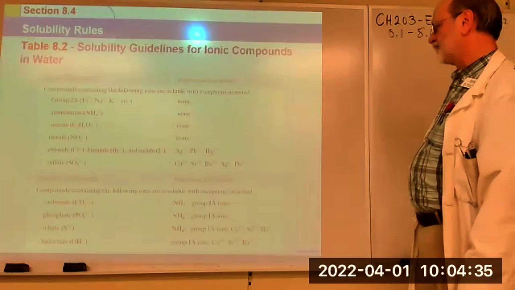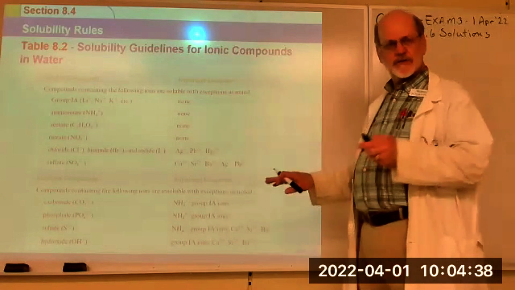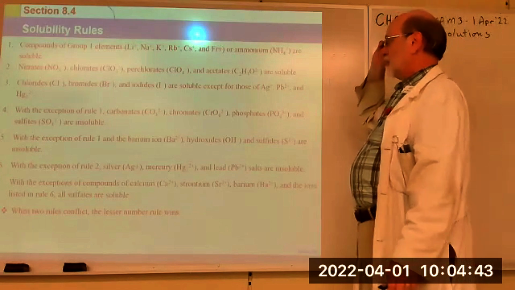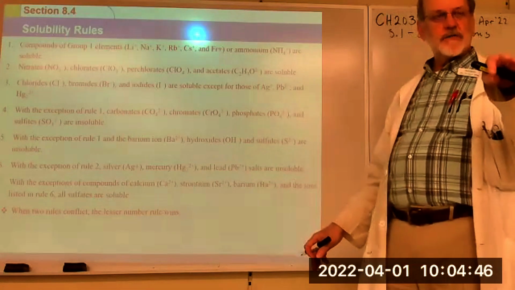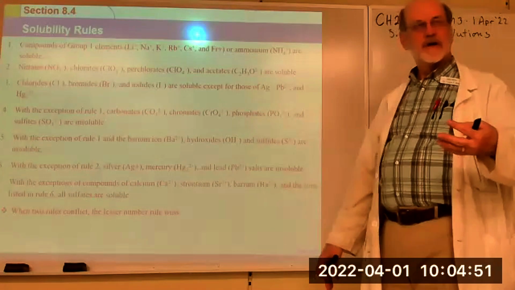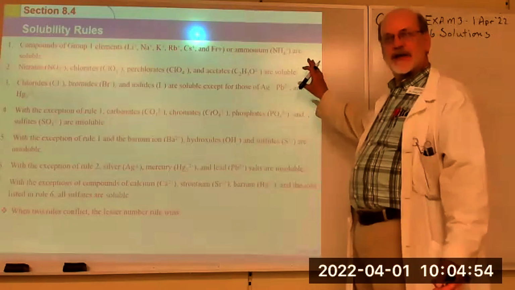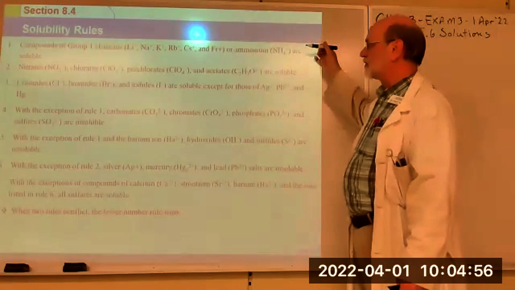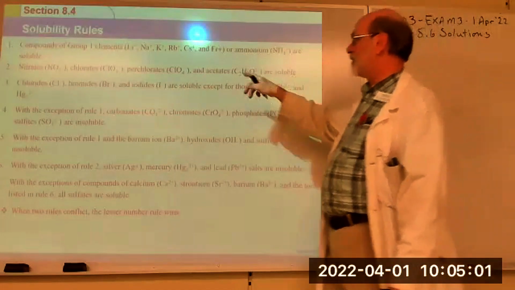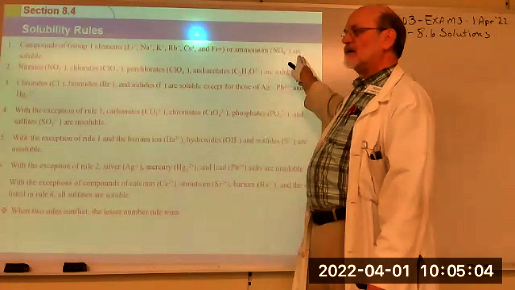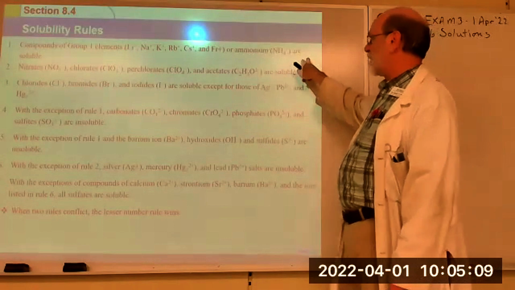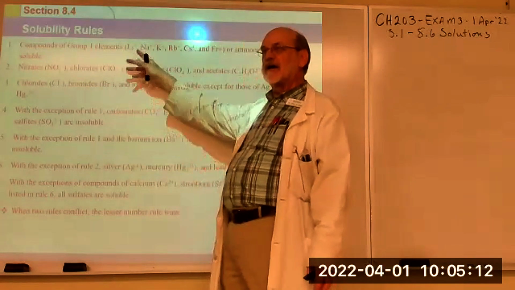I'm going to skip this because, let's see, here are the rules. Okay. These rules are also reprinted at the bottom of your solubility chart if you're interested. And if you use it enough, these things will become ingrained. But the first rule is compounds of group 1 elements, the alkali metals, and ammonium are all soluble. There are no exceptions. Anytime you have these cations with any anion, they are soluble.